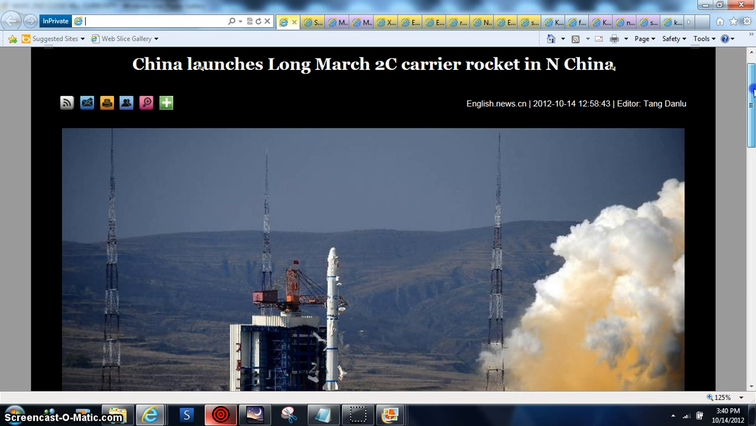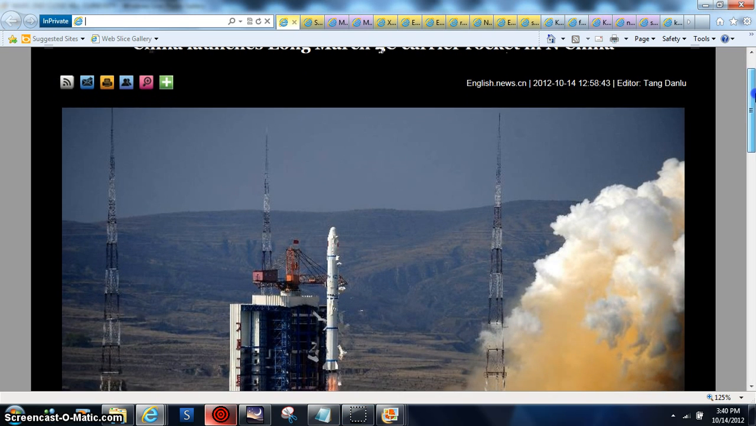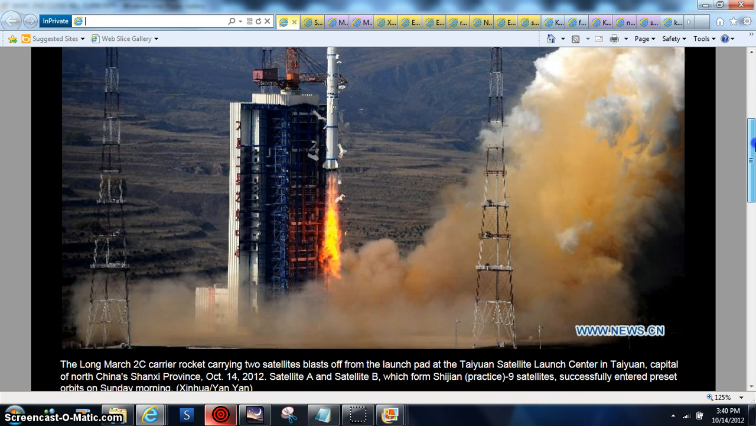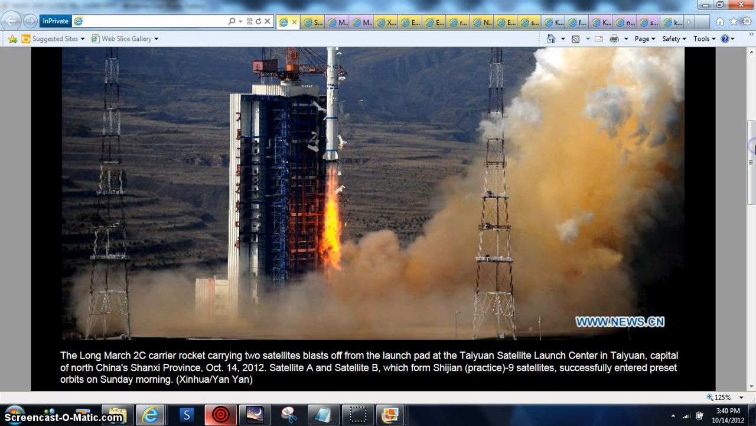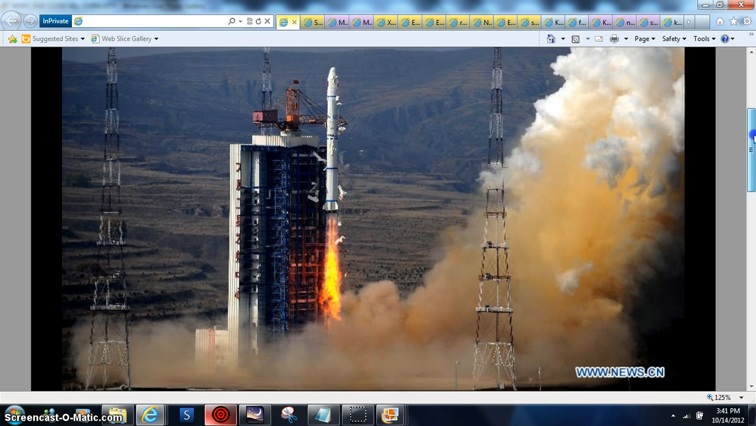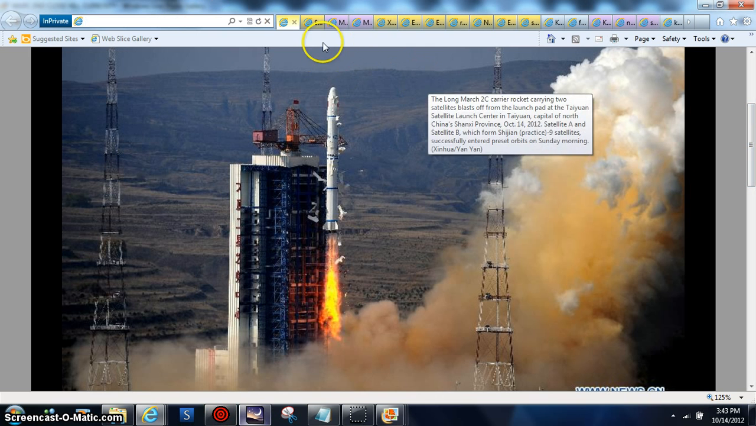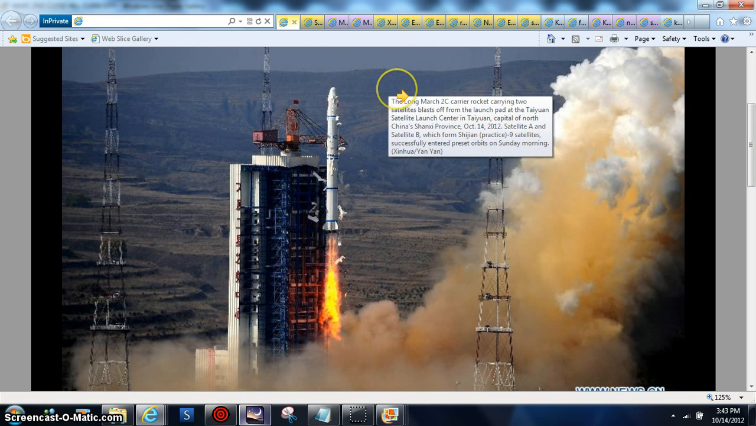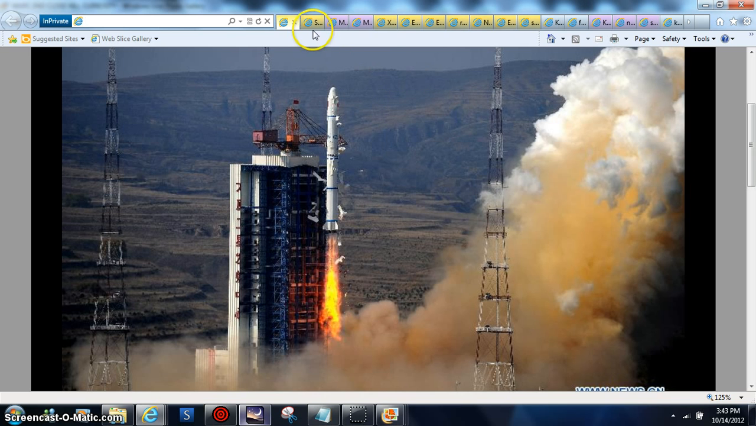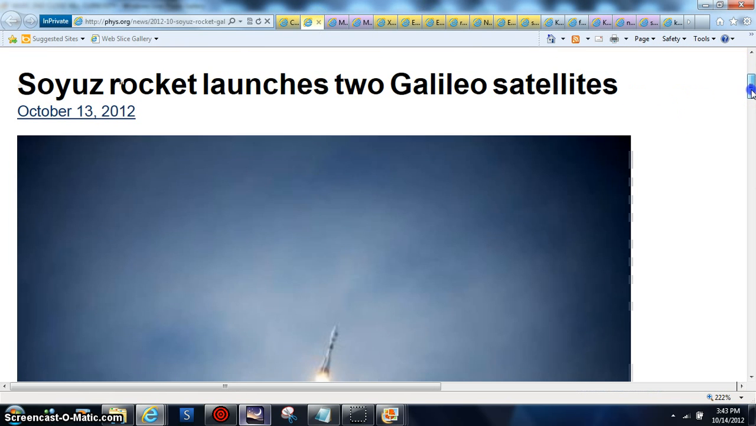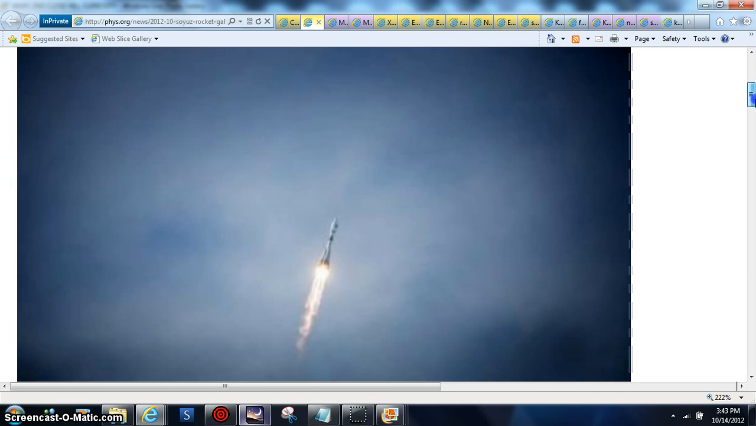China launched some stuff on Friday, I believe. It was a nice hole. Or I guess basically they lit off on the 14th. And so basically they took off today with theirs. Okay, and then the German basically using Soyuz rockets.